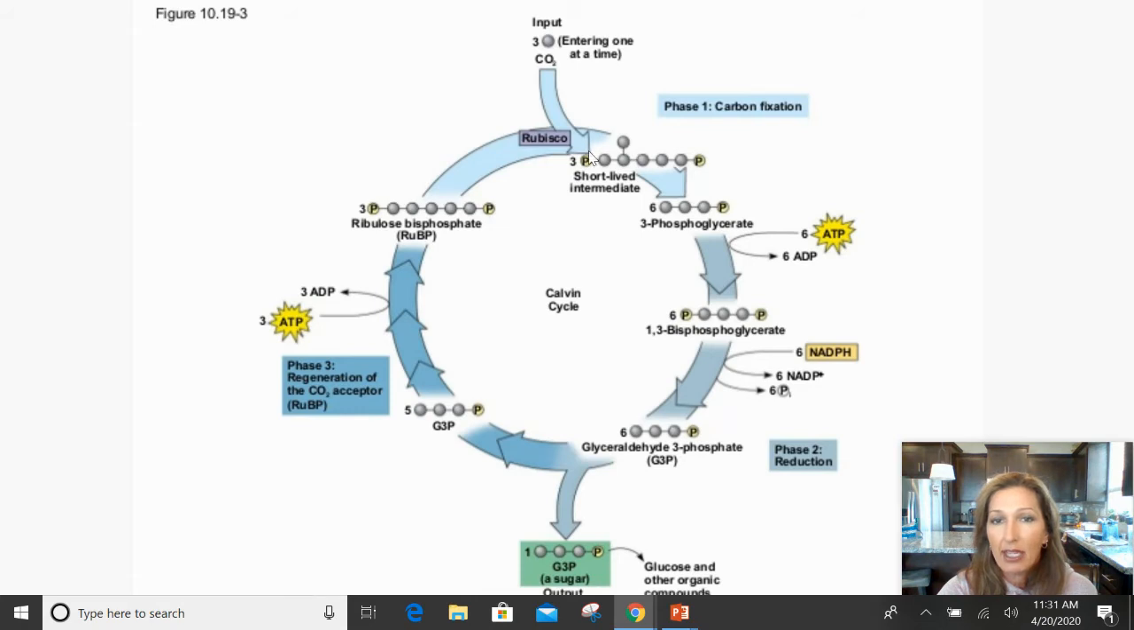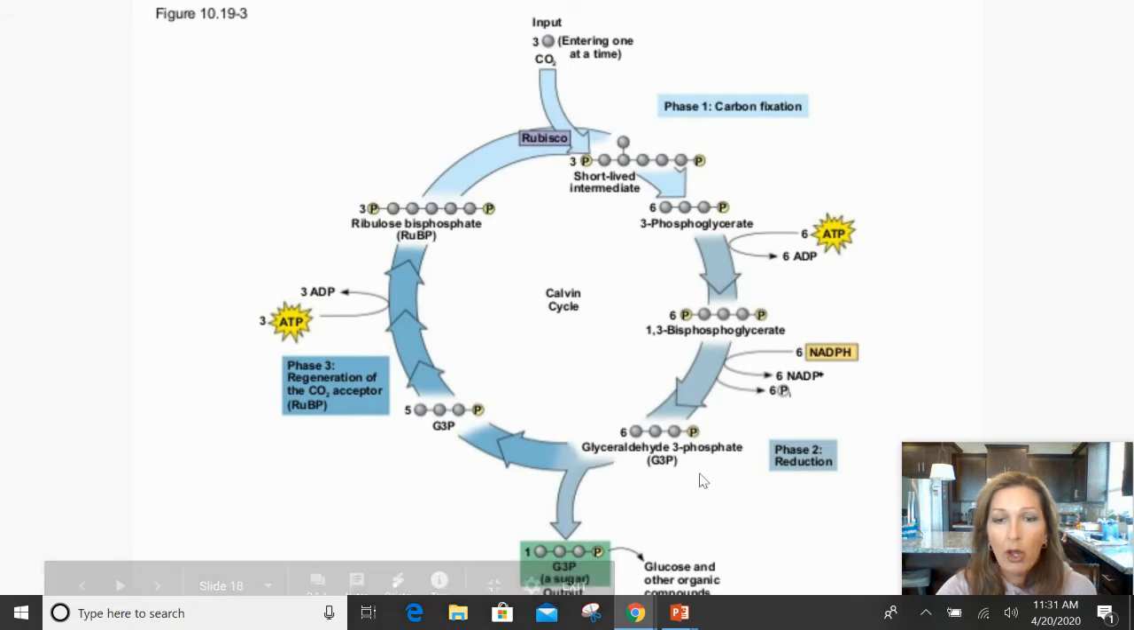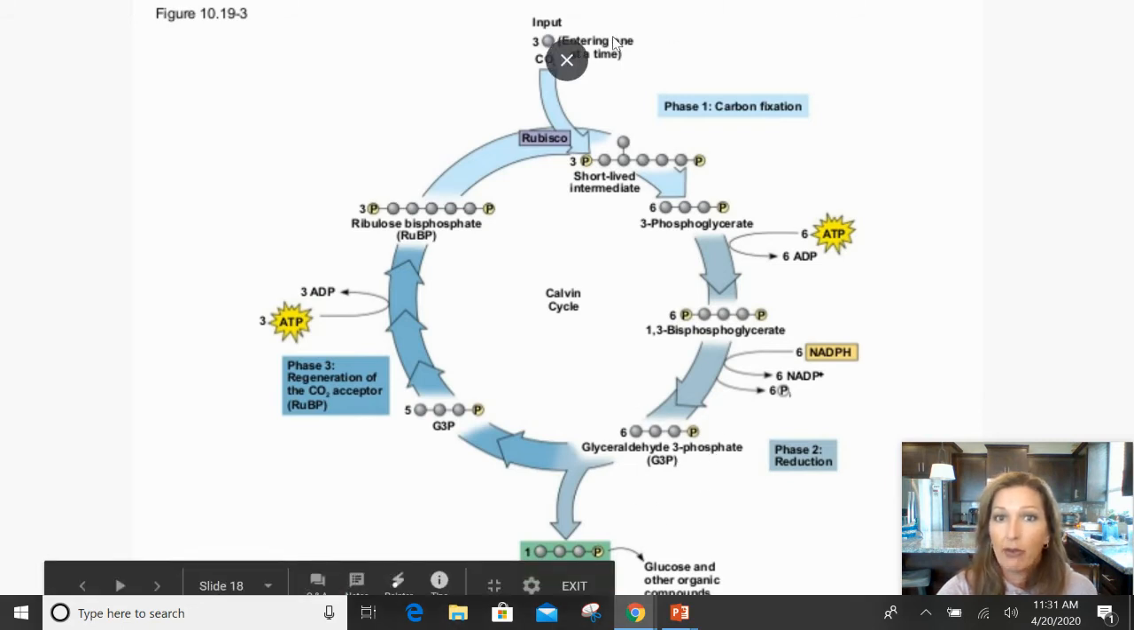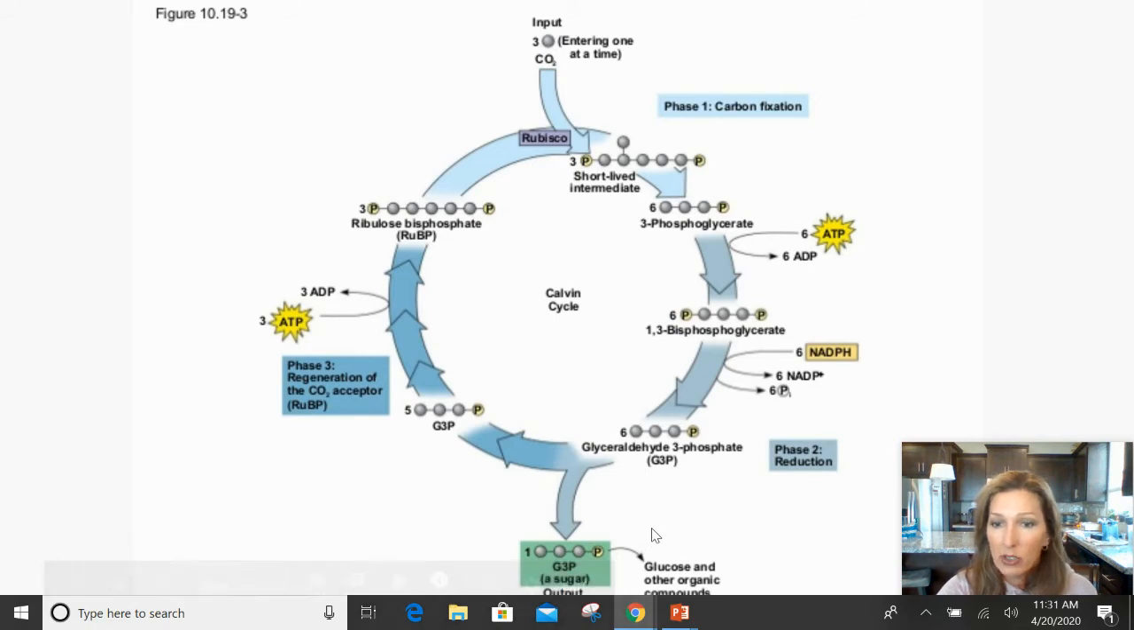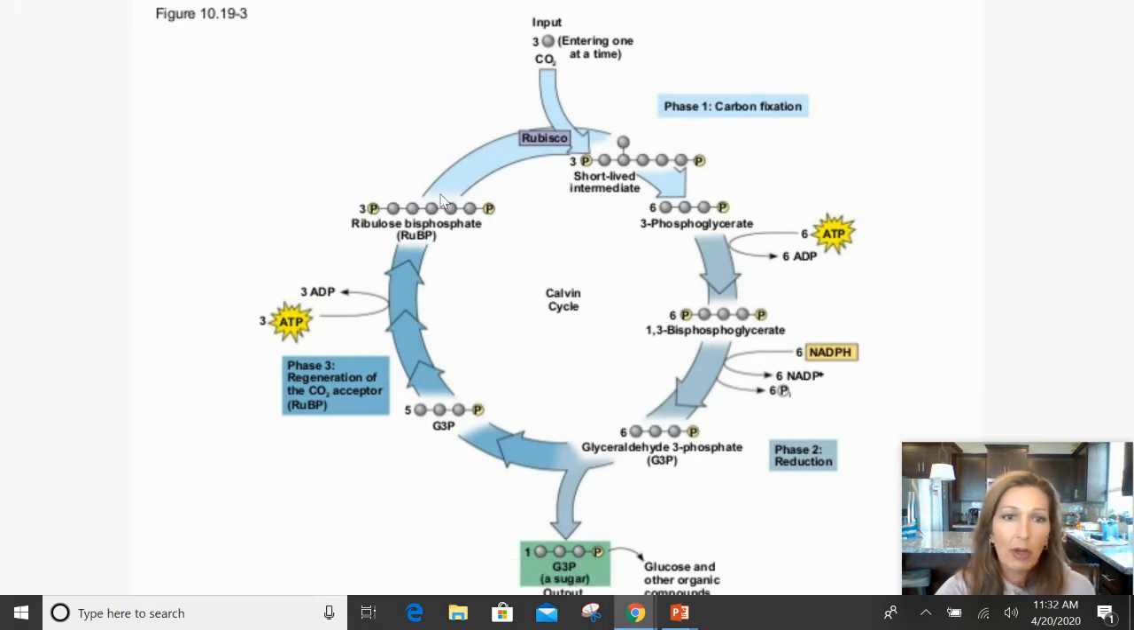Now, once I have these organic carbons, it requires energy in order to convert them. It takes energy and electrons and hydrogens from this NADPH in order to convert these to a G3P molecule. Remember, G3P is the 3-carbon organic molecule that can now be used for glucose or any other organic molecule. Once I have that G3P, I had to have 3 carbon dioxides going in to get 1 G3P coming out. Well, now I have to have a regeneration phase that also requires energy in the form of ATP to get my organic molecules back to RuBP so the cycle can continue.